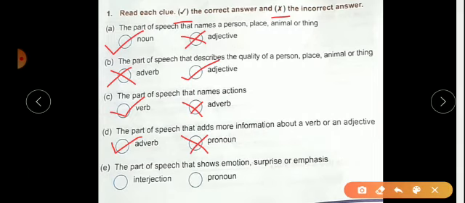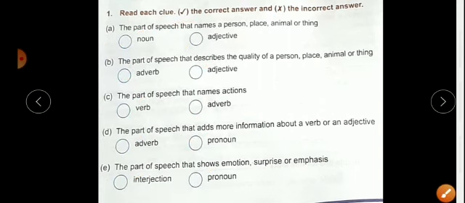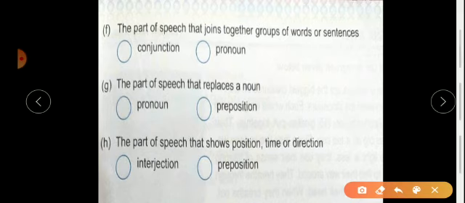Next, the part of speech that shows emotion, surprise or emphasis. Once again I'll read the definition. The part of speech that shows emotion, surprise or emphasis. So for this we call interjection. Moving to the next one. The part of speech that joins together groups of words or sentences. For this we call conjunction. Understood?